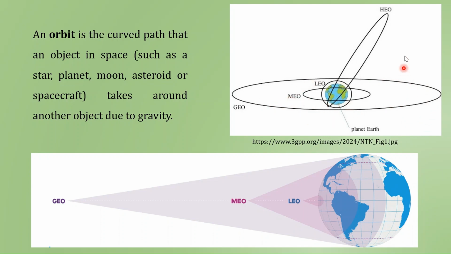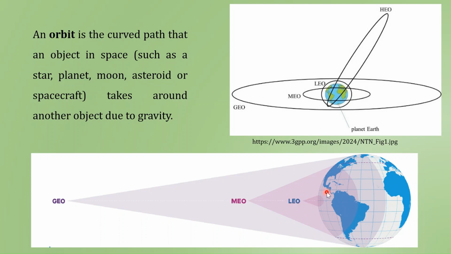So here we can see that we have four orbits: lower Earth orbit, medium Earth orbit, geostationary orbit, and highly elliptical orbit. Normally, the remote sensing satellites are launched in these three orbits: lower Earth orbit, medium Earth orbit, and the geostationary orbit. But highly elliptical orbit is also utilized for some specific purposes. So, as the name suggests, it is the altitude above the Earth that defines these orbits.